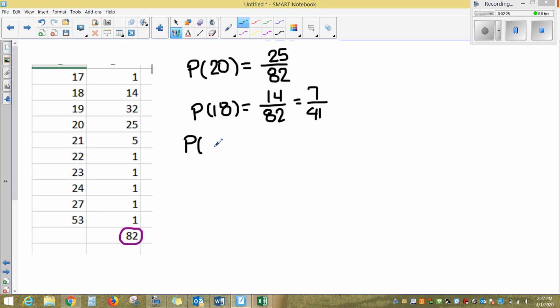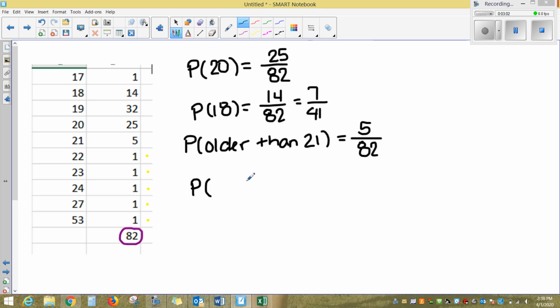Maybe it says I want to know the probability that that student was older than 21. Okay. Older than 21 means starting at 22. And so if we come back to the table, these students here are the ones that are older than 21. And it looks like I have 1, 2, 3, 4, 5. So 5 of those students out of 82, which is in lowest terms.